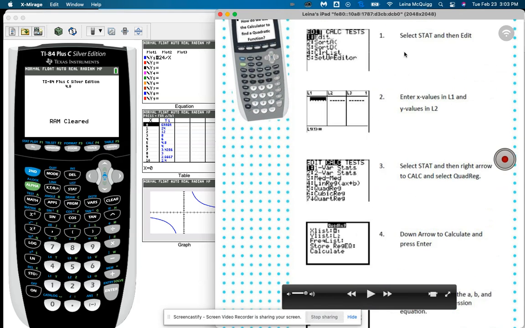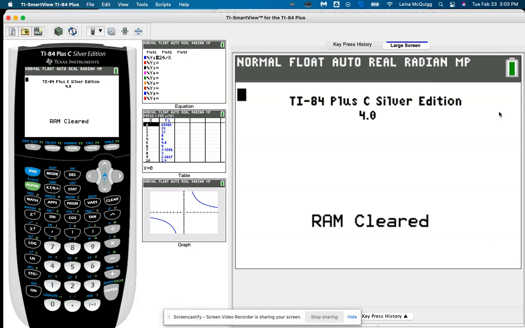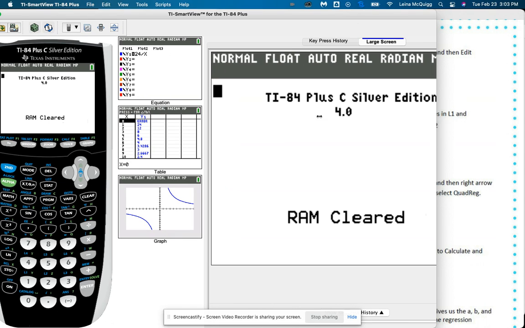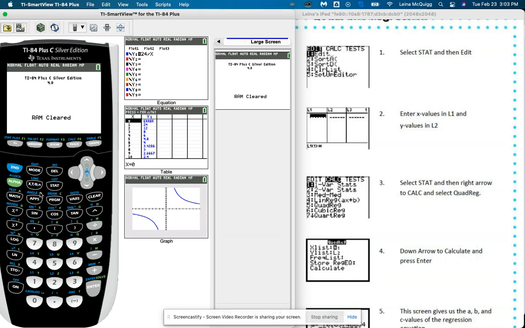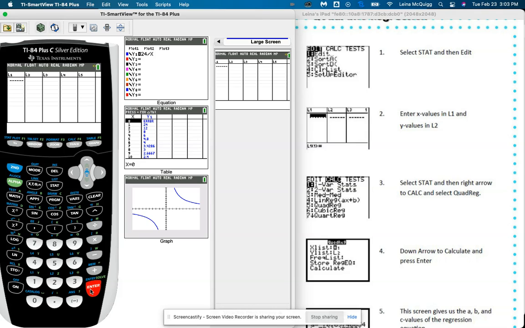So step 1 says select stat. Let me see if I can make this smaller. Here we go. Step 1, we're going to select stat. So that's this key right here. And then we're going to do enter for edit. And we're going to see this table. So now we're on step 2. We're going to enter X values in L1 and Y values in L2.